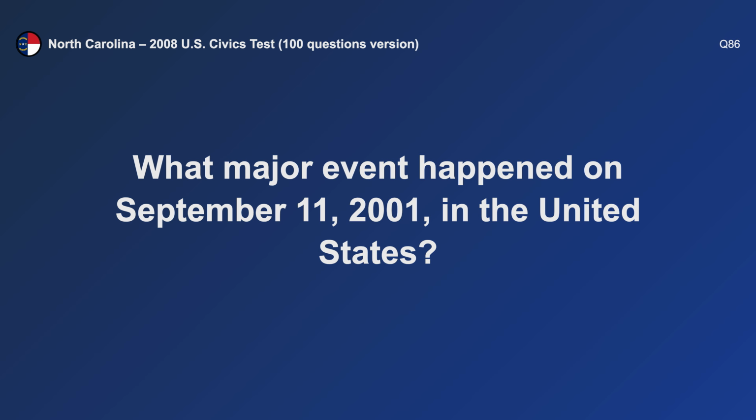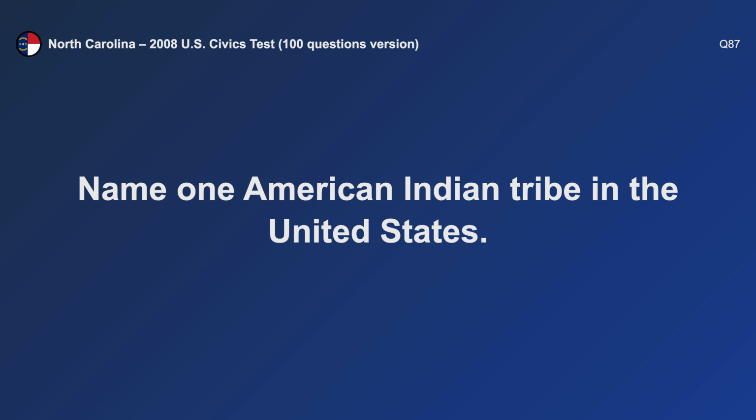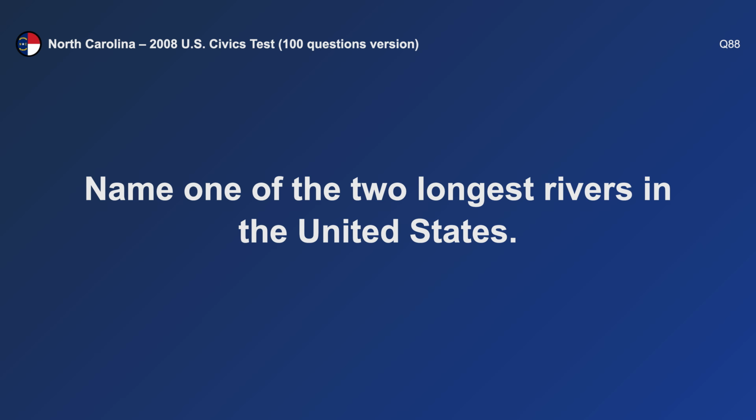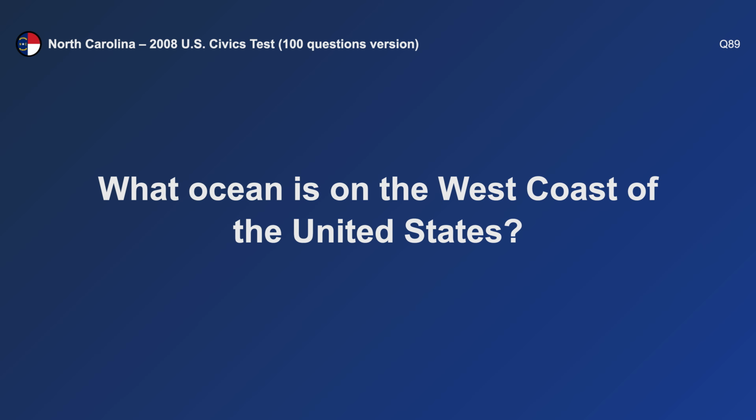What major event happened on September 11th, 2001 in the United States? Terrorists attacked the United States. Name one American Indian tribe in the United States. Cherokee. Name one of the two longest rivers in the United States. Mississippi. What ocean is on the west coast of the United States? Pacific.